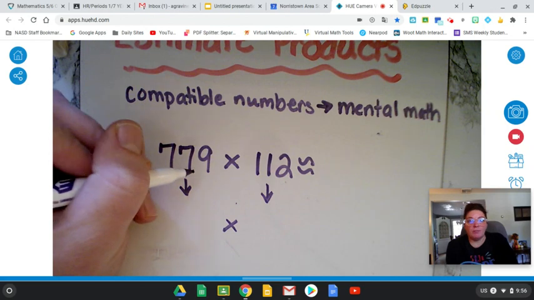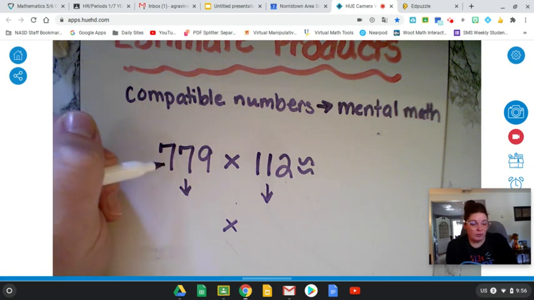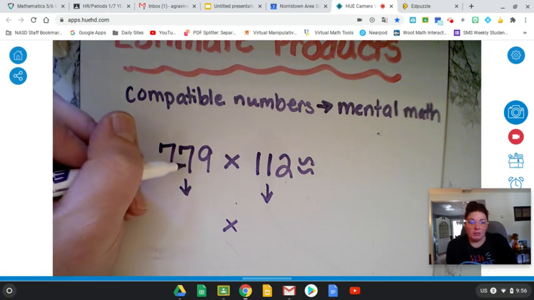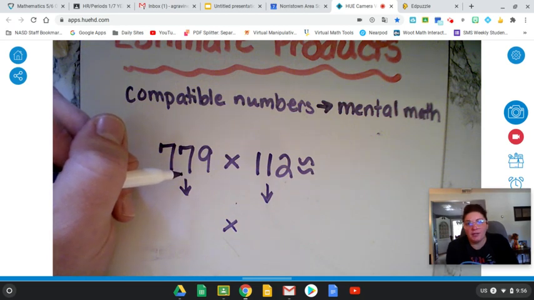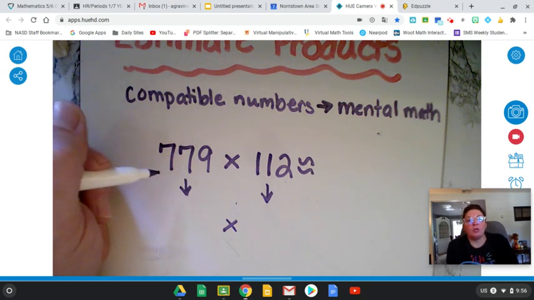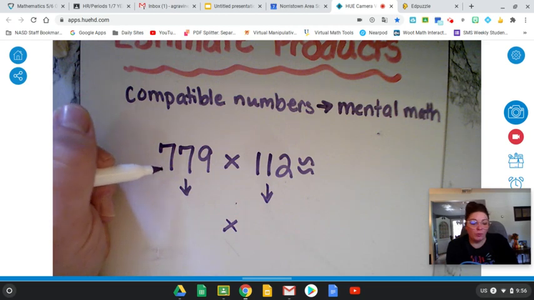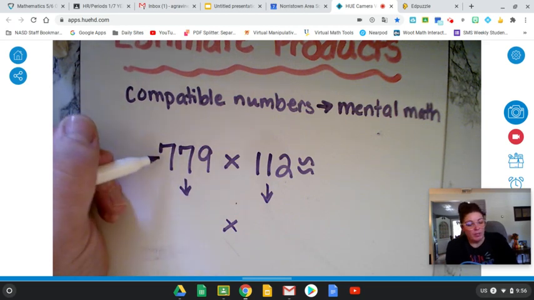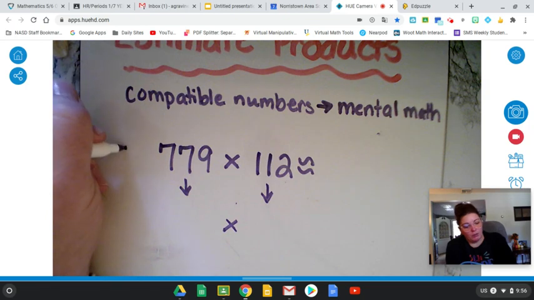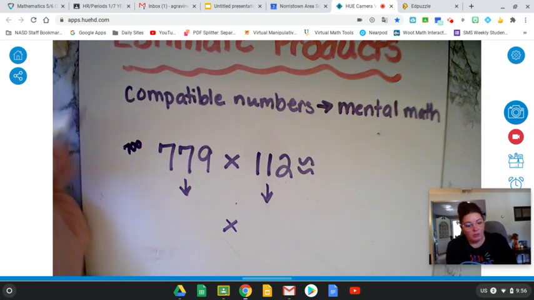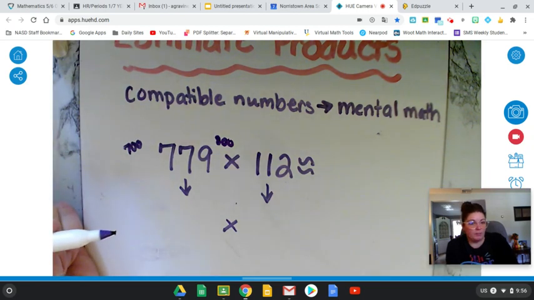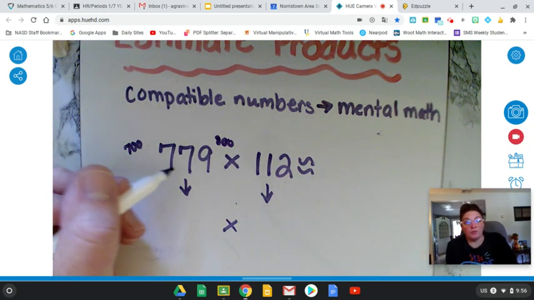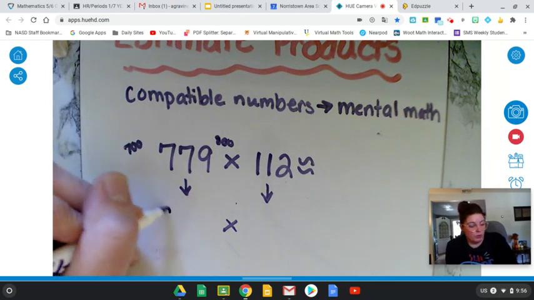779. Well, I could round that to the tens or I could round that to the hundreds. If I rounded it to the tens, it would be 780. And if I think ahead, that would mean I have to multiply mentally with 78. Yeah, I can't do that. So I'm going to round this to the nearest hundreds. Remember, the more zeros, the better. So is 779 closer to 700 or the next 100 up, 800? Well, it's more than halfway there. 750 would be halfway. So it's closer to 800.